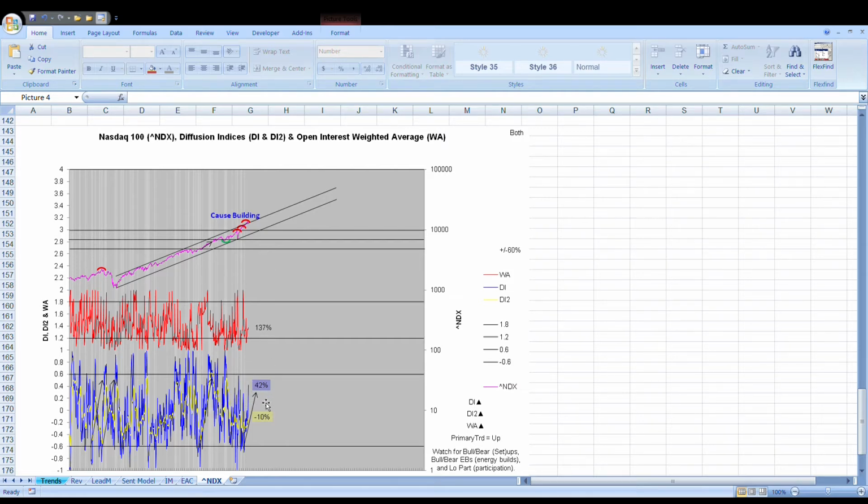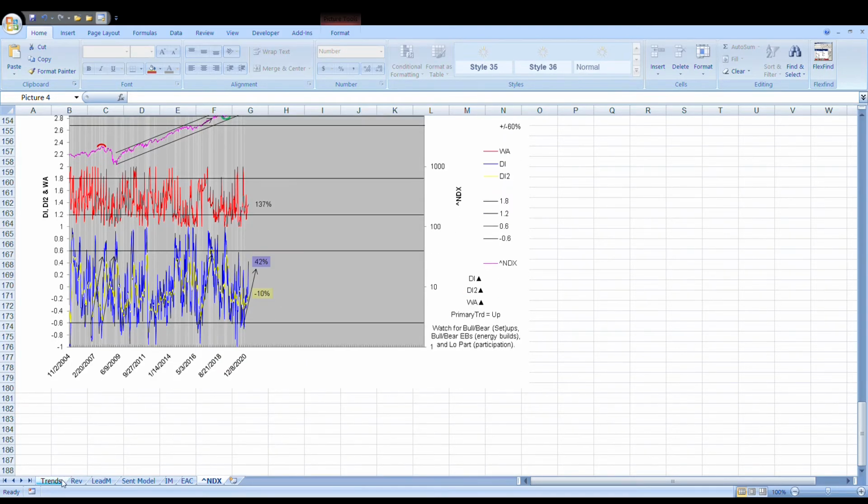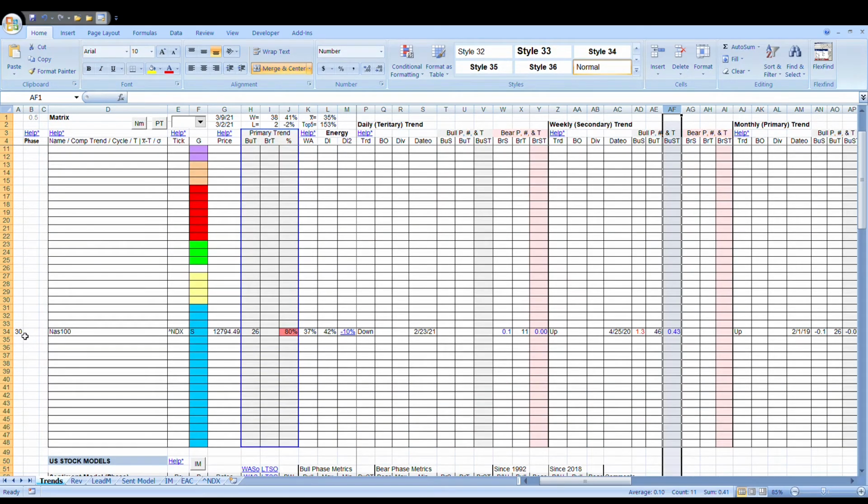But we should watch whether the price decline is going to coincide with either a downward drift, which would be distribution, or an upward drift in energy, which would be accumulation. Accumulation would be bullish, distribution or a downward movement would be bearish. So let's head back to the Trends tab. You can see that the NASDAQ 100 itself is not as vulnerable as everyone's making it out to be.